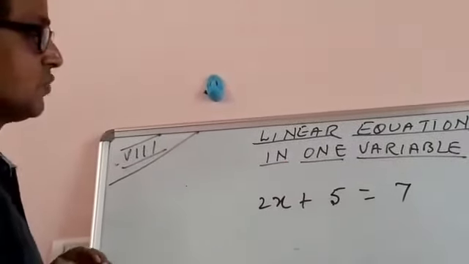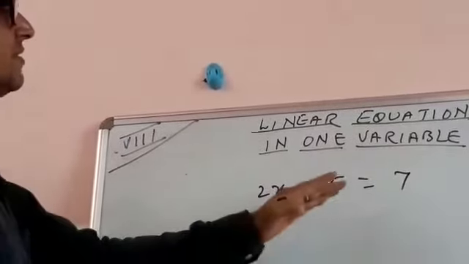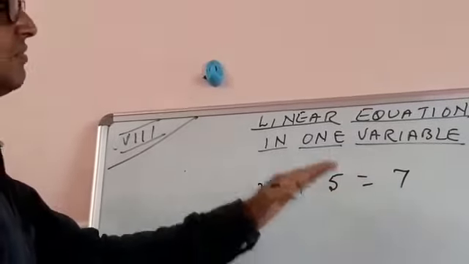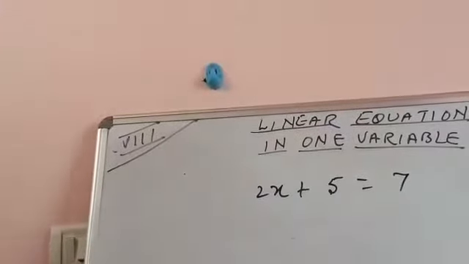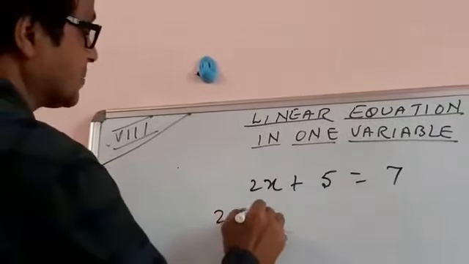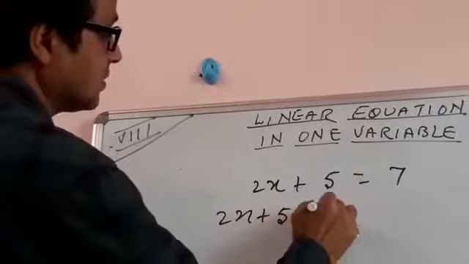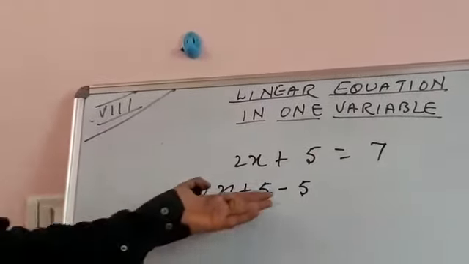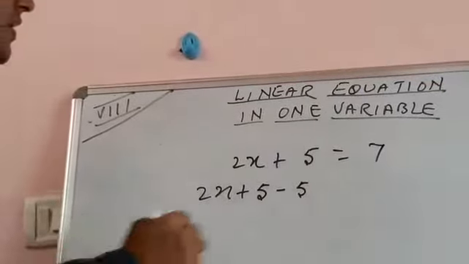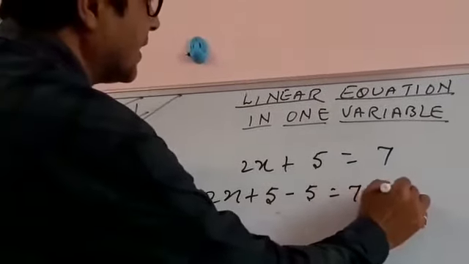So the very first thing we need to do is eliminate this 5. We'll have to bring this 5 from the left hand side to the right hand side. So for this we'll write here 2x plus 5, and here we'll subtract 5. We'll subtract 5, then only this 5 and 5 will become 0. And here we'll write 7 minus 5.